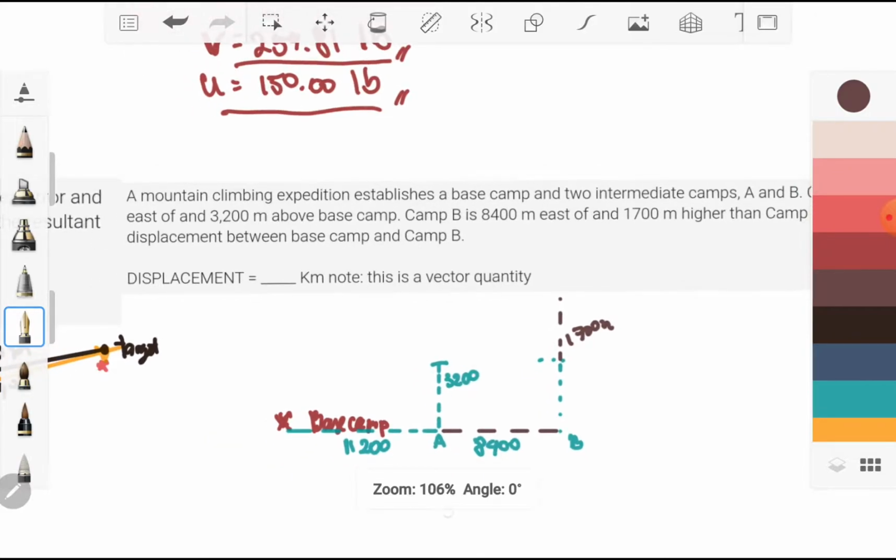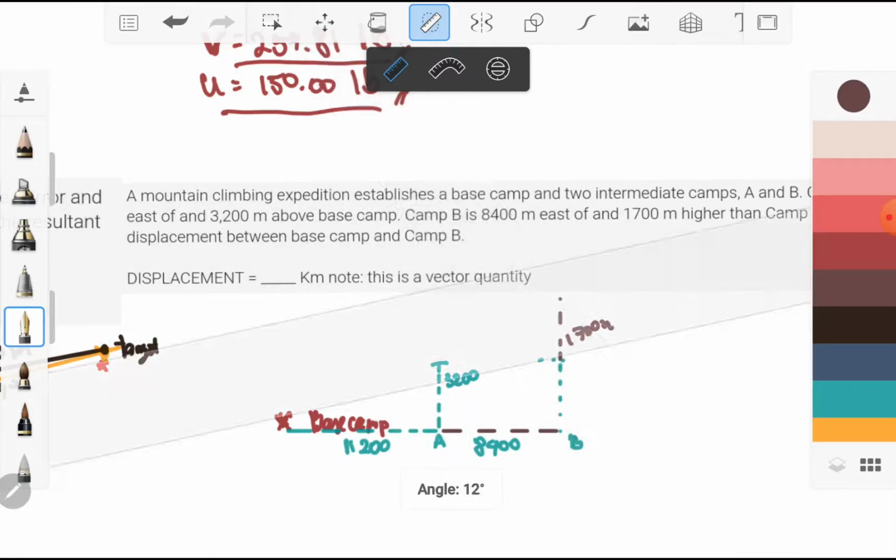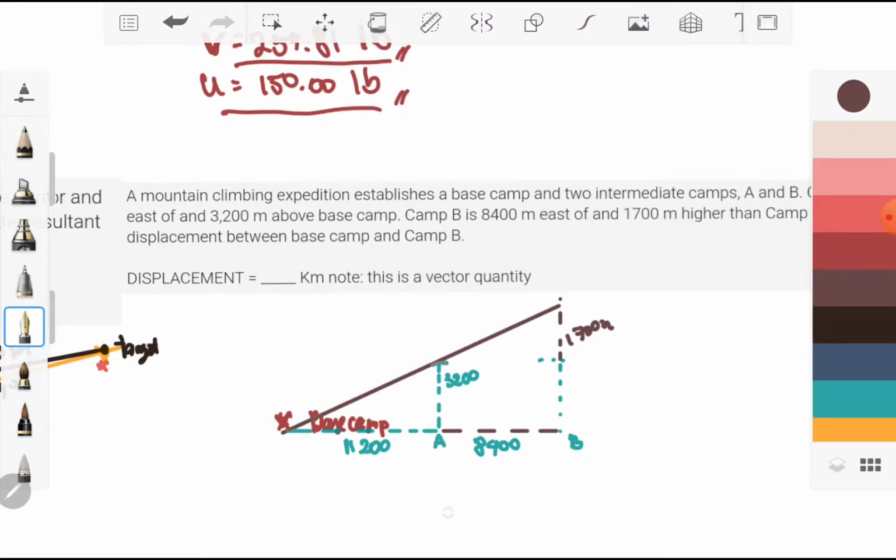Okay? So what it's asking for is the displacement. You'll notice that when they ask for the displacement, there's no need to think much, right? You immediately draw a line from your base camp to B. Right? That's it. So you'll notice this is the angle at point A and at point B. So they are two vectors, but you can solve it immediately because the X and Y components are given. The X and Y components of the first vector are 11,200 and 3,200. The X and Y components of your A to B are just 8,400 plus 11,200 and 3,200 plus 1,700.